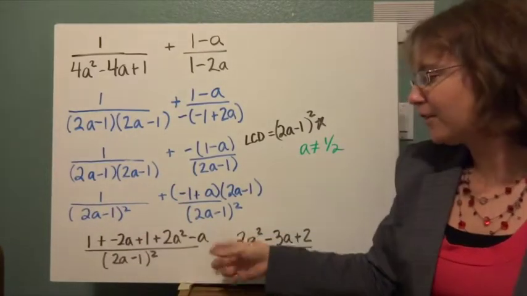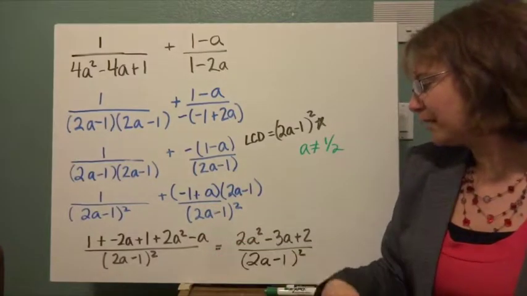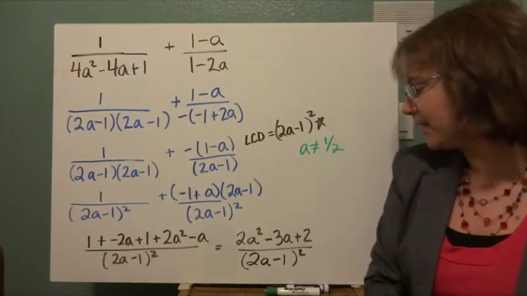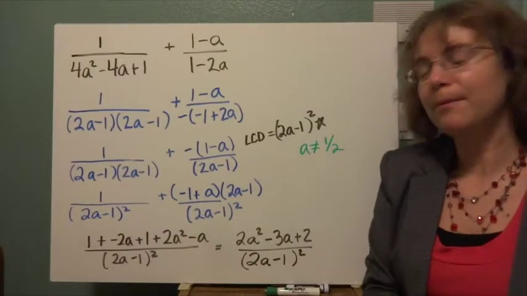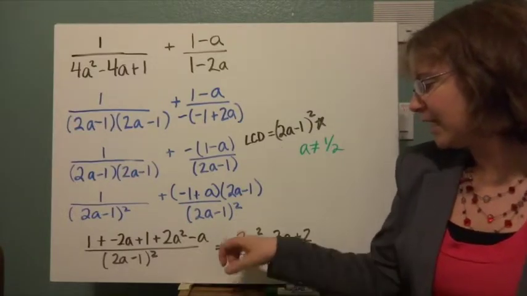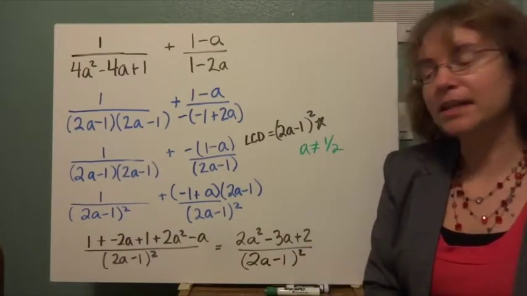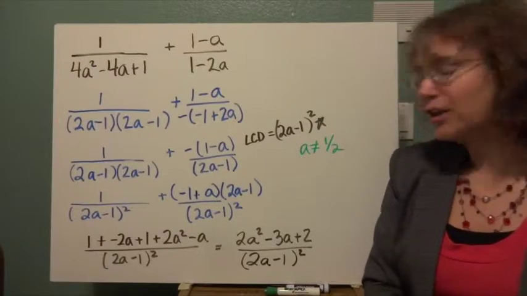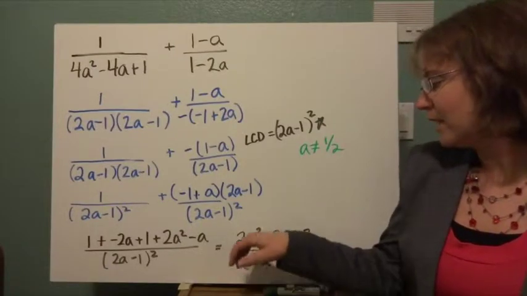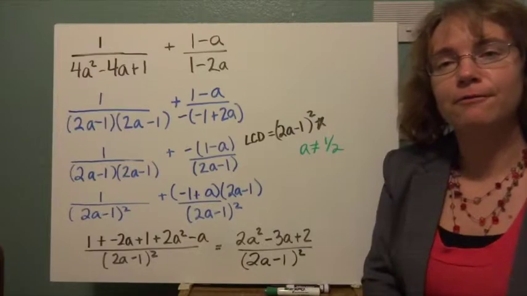When I add them together, I combine like terms, and I have 2a squared minus 3a plus 2 over 2a minus 1 squared. And 2a squared minus 3a plus 2 doesn't factor, and so I know that I am in the most simplified form.